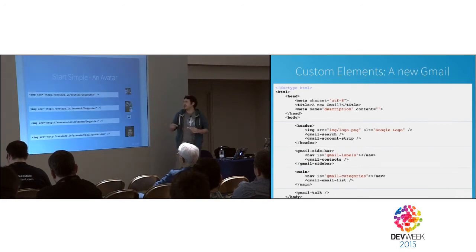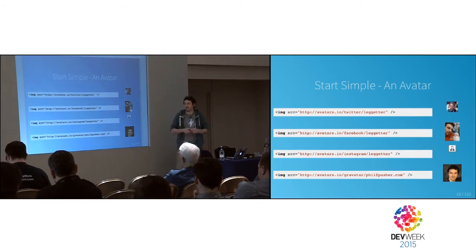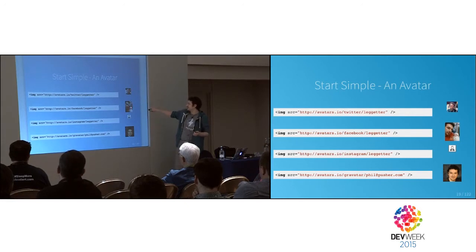The example I'm going to use through this is a very simple one, and I'll build it up. What I'm going to do is demonstrate how you build a very simple avatar. You can do this anyway using something called avatars.io. You set the source to be avatars.io / the service name, in this case Twitter, / the username, Leggetter. So these are the avatars for each of them. I'm on Instagram, but I don't have an avatar, and via my email through Gravatar as well.